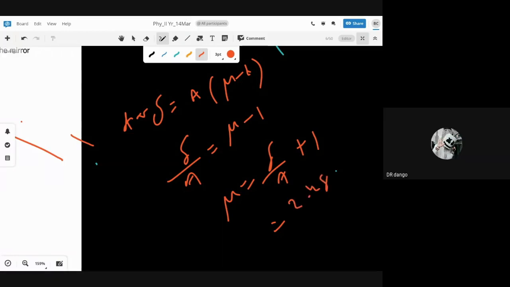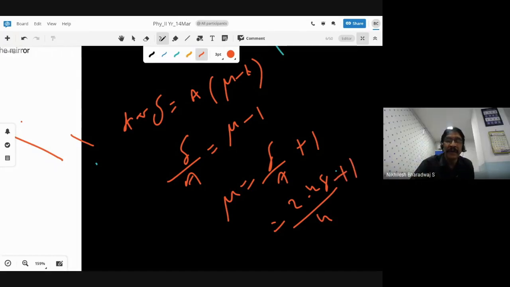2.48 by 2.48 plus 1 becomes 1.62. 0.62 plus 1 is 1.62.